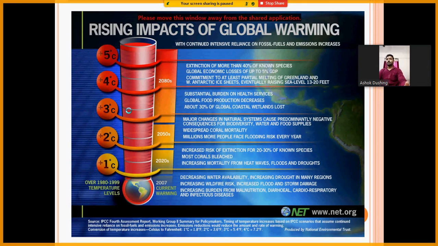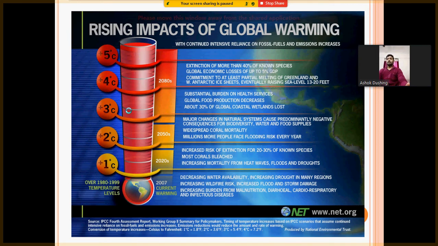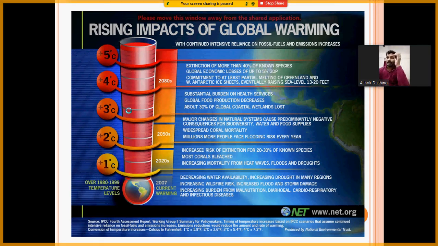So, the rising impact of global warming. As we see, it will become worse for the environment and also living things. With continued intensive reliance on fossil fuels and emission increases, there will be extinction of more than 40% of known species, global economic losses of up to 5% of GDP, and commitment to at least partial melting of the Greenland and West Antarctic ice sheets, eventually raising sea level by 20 to 30 feet up to the 2080s.